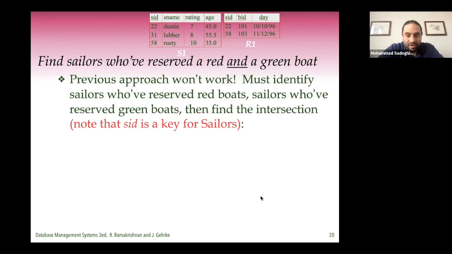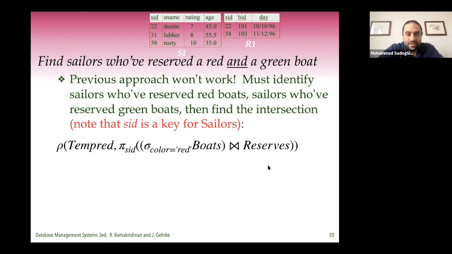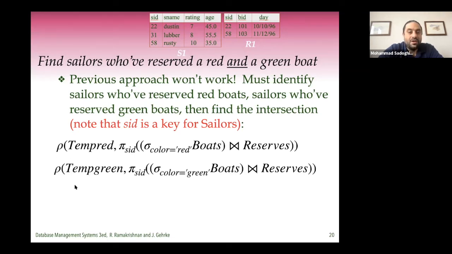So again, we can just follow systematically what we did before. We could create a temporary red, find all the reservations for red, and find all the sailors who have reserved the red boat. Then find the sailors who have reserved the green boat: extract the green from the boat, join it with the reserve, get its SID out. So we have the SIDs of the sailors who reserved the green boat, and the list of sailors who reserved the red boat. Now what?